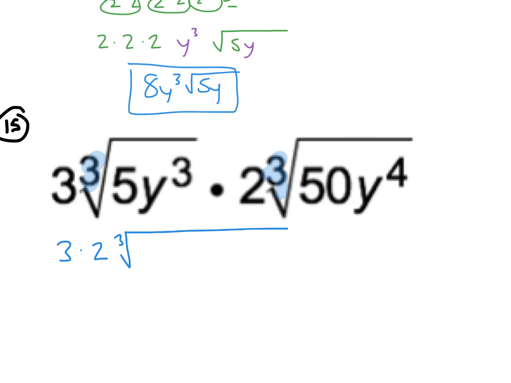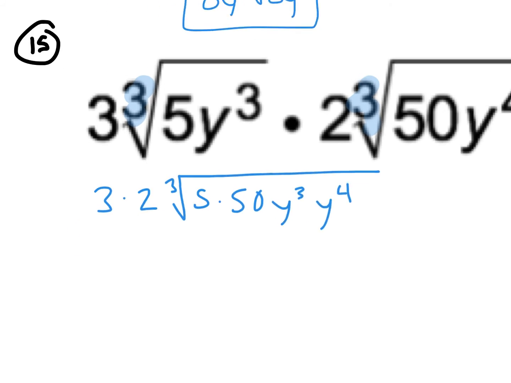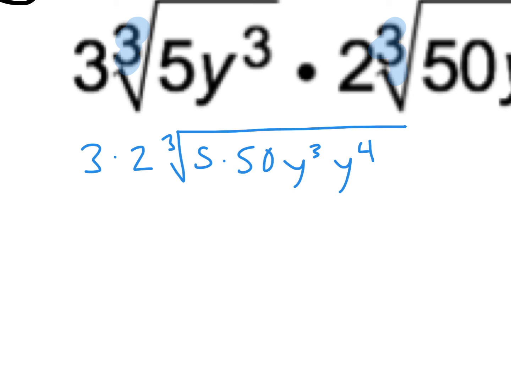So I'm going to start with my numbers. I have a 5 and a 50 on the inside. And then the y's, I have y cubed times y to the 4th power. So let's break everything down. Can I break down 5? Nope. What are factors of 50? 5 and 10. And factors of 10? 5 and 2.